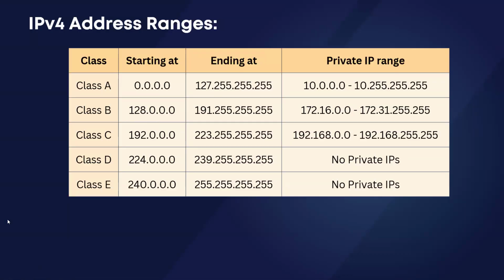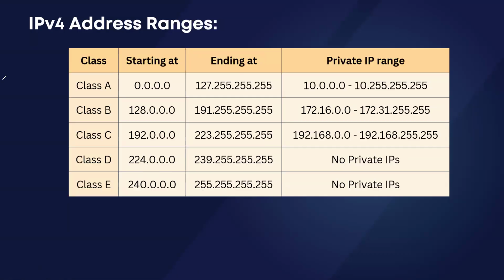Since it's ending at 191, class C starts at 192. From 192.0.0.0, it goes up to 223.255.255.255. Since it's ending at 223, class D starts at 224.0.0.0. And from 224, it goes all the way up to 239.255.255.255. And since it's ending at 239, class E starts at 240. From 240, it goes up to the last IP, 255.255.255.255.